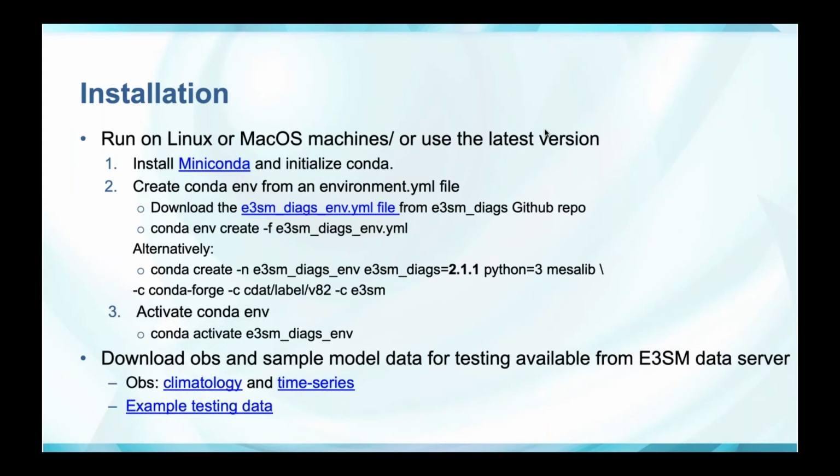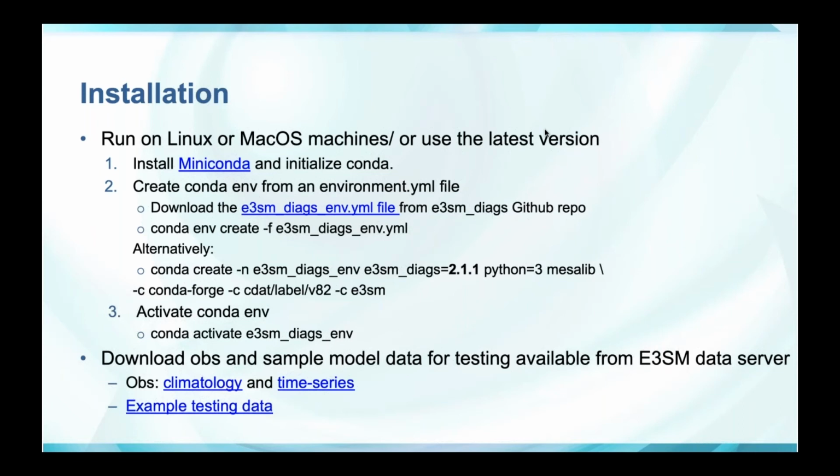For users who have Linux or Mac OS machines, or would like to install the latest version of E3SM Diagnostics that is not yet supported with E3SM Unified, here are the instructions. First step is to install Miniconda and initialize the Conda environment. If you haven't installed Anaconda, Miniconda is a light version of Anaconda and only includes Conda, Python and some basic packages. Therefore, it takes smaller space and is faster to install.